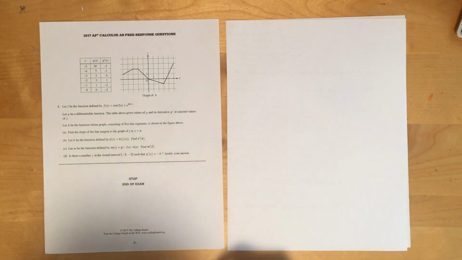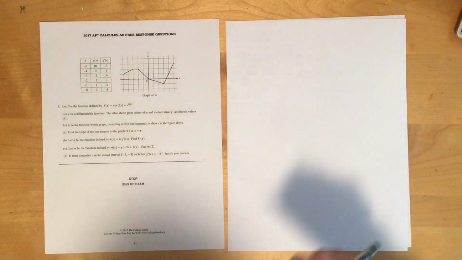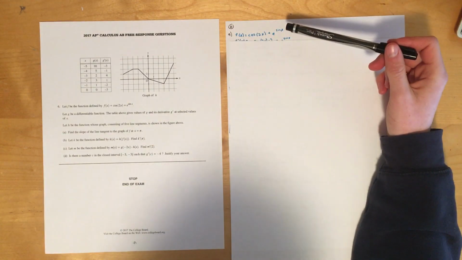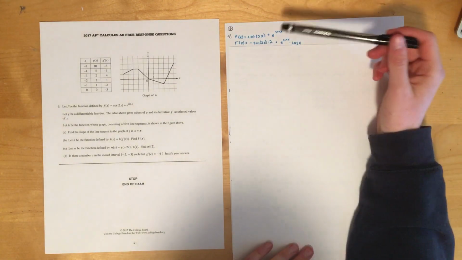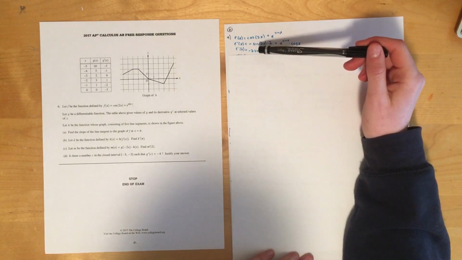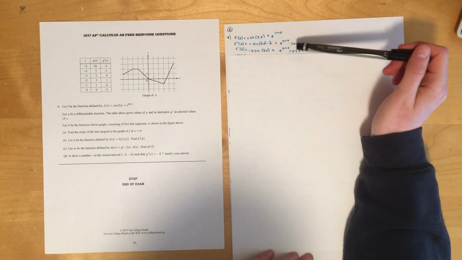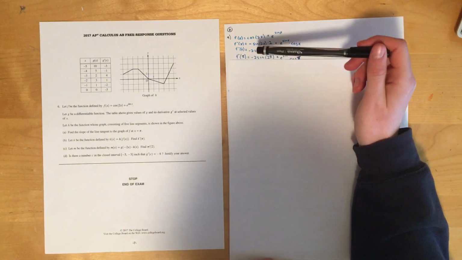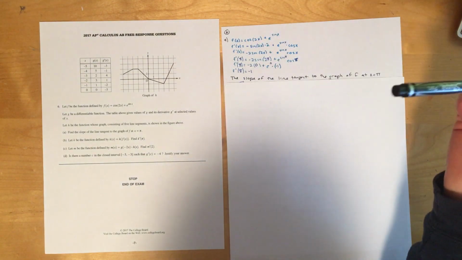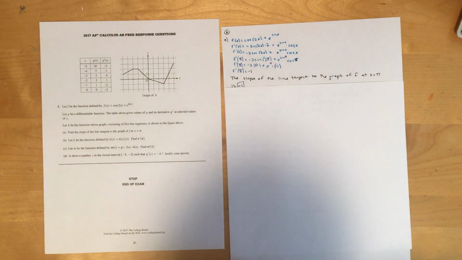A starts off by asking, find the slope of the line tangent to the graph of f at x equals pi. So the first thing I'm going to do is take f and find its derivative. So f is cosine of 2x plus e to the sine of x. What I do is I find the derivative using the chain rule. It turns out to be negative 2 sine of 2x plus e to the sine of x cosine of x. I then plug in pi, and I just factor down, and you just get negative 1, and that's the answer. So the slope of the line tangent to the graph of f at x equals pi is negative 1.